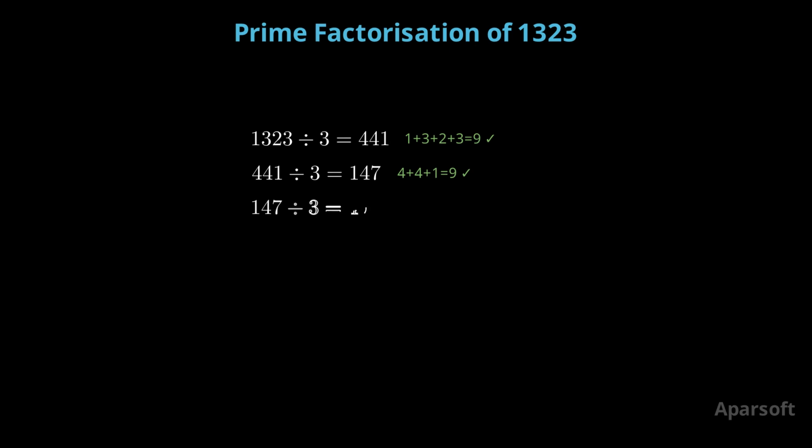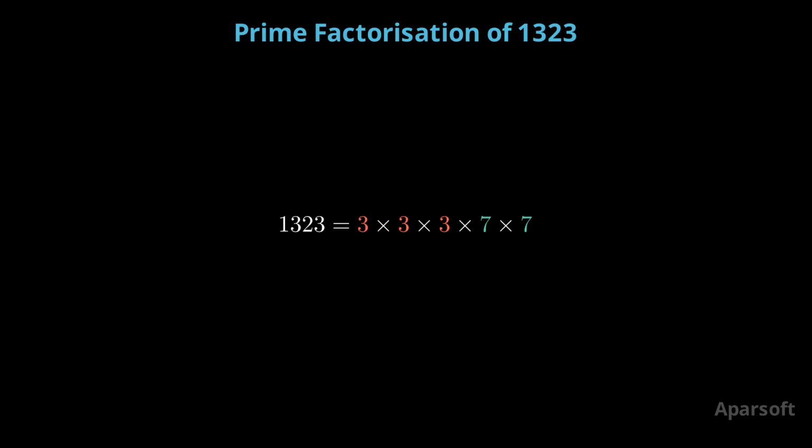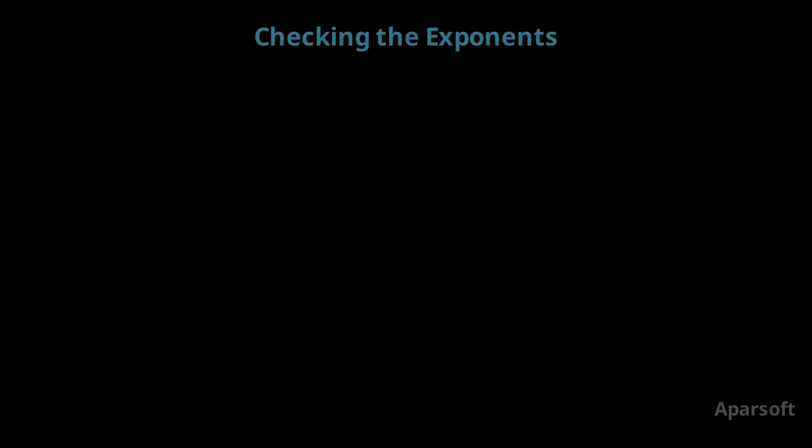Again, 1 plus 4 plus 7 equals 12. Yes. 147 divided by 3 equals 49. Now, 49 is not divisible by 3, but 49 is 7 times 7. So 49 divided by 7 equals 7. And 7 divided by 7 equals 1. We have reached 1, so we are done. So our complete factorization is 3 times 3 times 3 times 7 times 7. In exponent form, that is 3 cubed times 7 squared. Now here is where the magic happens.